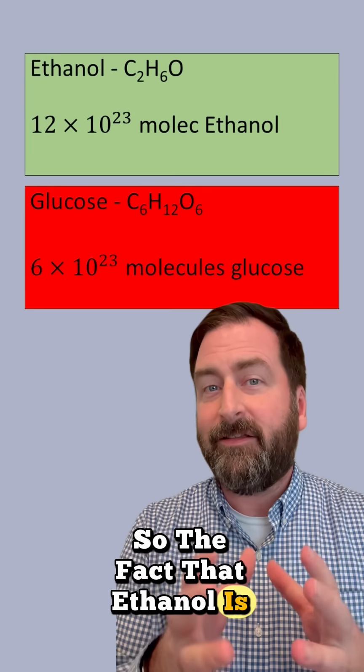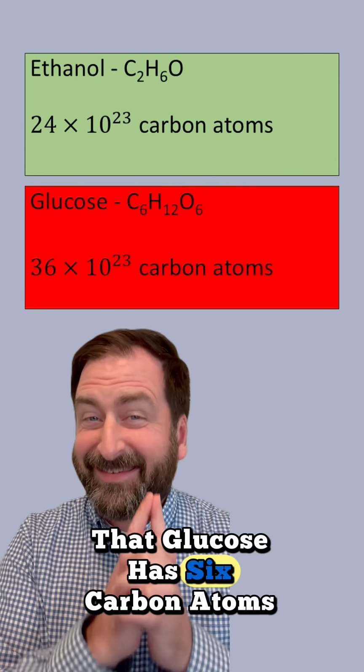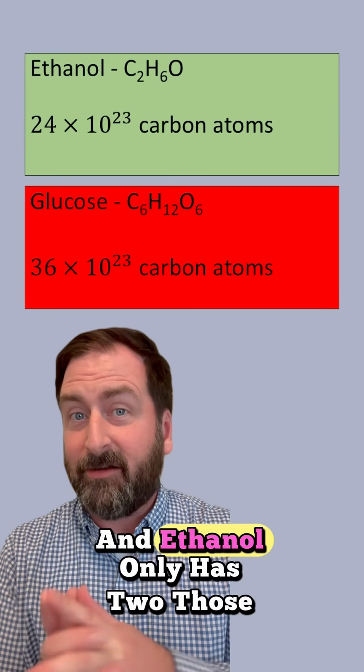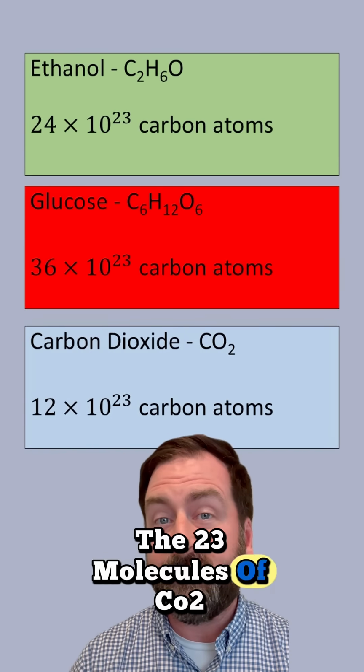So the fact that ethanol is a bigger number looks weird, but it's actually in the ballpark. We have to remember that glucose has 6 carbon atoms in it, and ethanol only has 2. Those missing carbons then give us 12 times 10 to the 23 molecules of CO2.